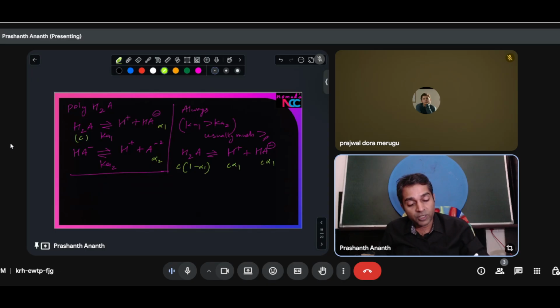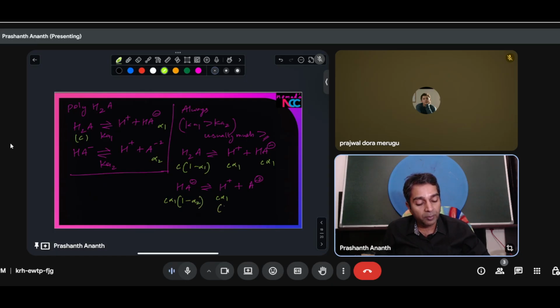Now in the next equation, HA- is going to dissociate again into H+ plus A2-. So a little bit more H+ is produced over here. I have C alpha 1 of HA- at the beginning itself, and it will become C alpha 1 into (1 minus alpha 2) here. Over here it becomes C alpha 1 into (1 plus alpha 2), which is also what is present over here. At equilibrium both locations have to be the same thing. And the A2- is an unknown in this particular case.